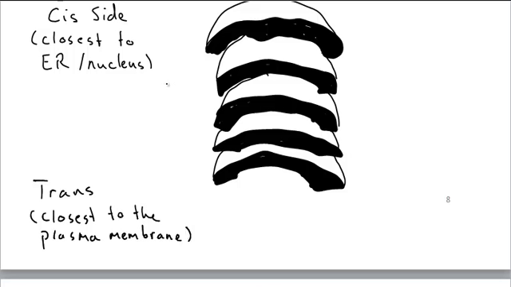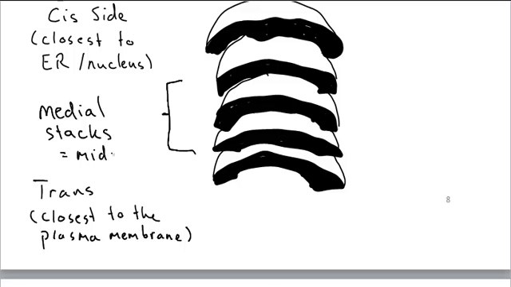And in the middle, if any of you have had the misfortune of having an MCL injury in your knee, you should know MCL stands for medial collateral ligament, and the M is for middle, it's called the medial. So the medial stacks, because it's not really a side, it's in the middle. And it's important to distinguish cis side from trans side because different things occur at these locations.